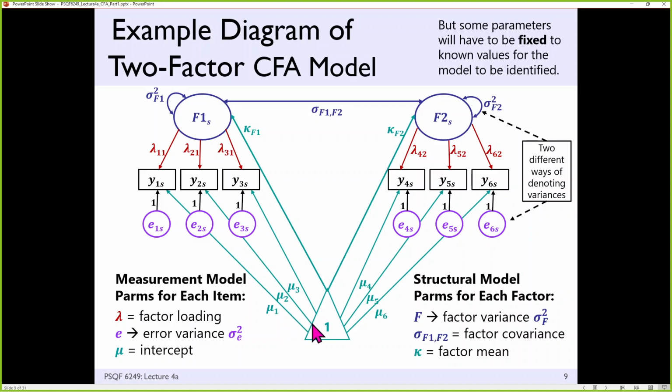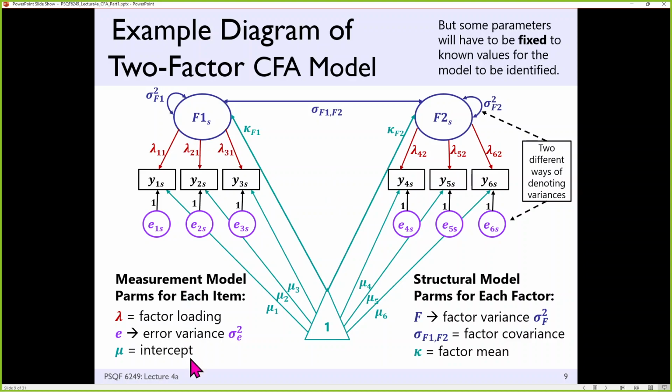So then we have from the triangle to the box, each of the items gets a separate intercept on both sides here, and then each of the factors gets its own mean in this case. And if the factor were to be predicted, these would become intercepts as well. So right now, the factors are the x's, the item responses are the y's.